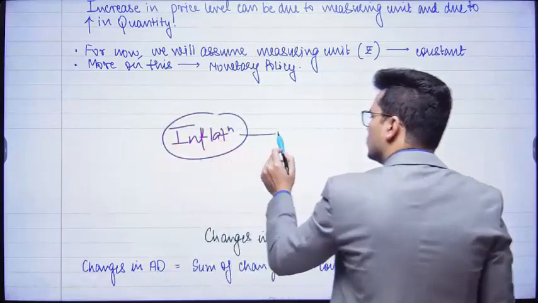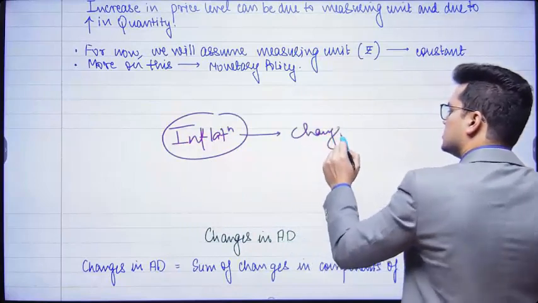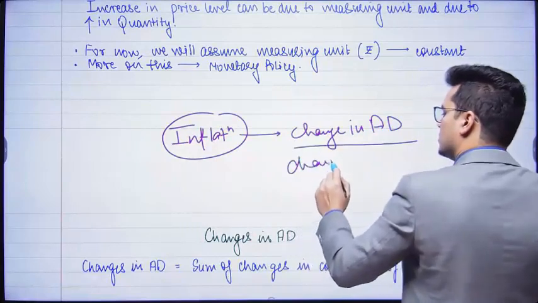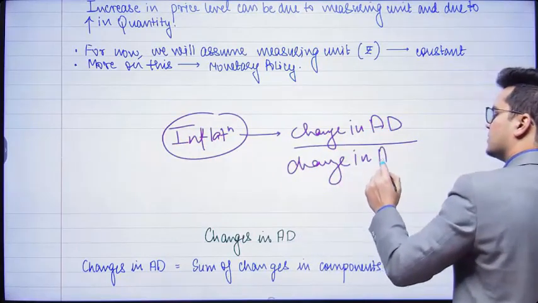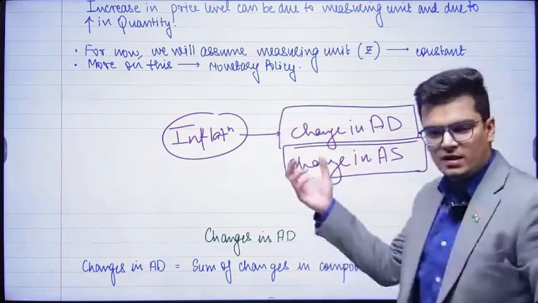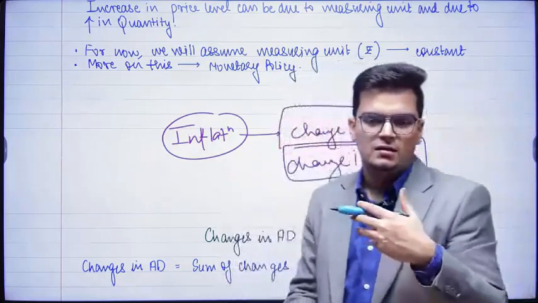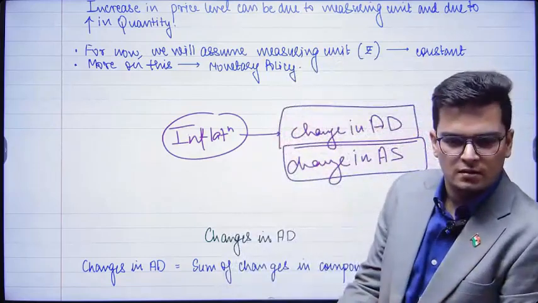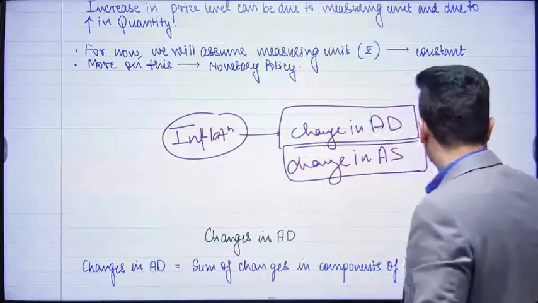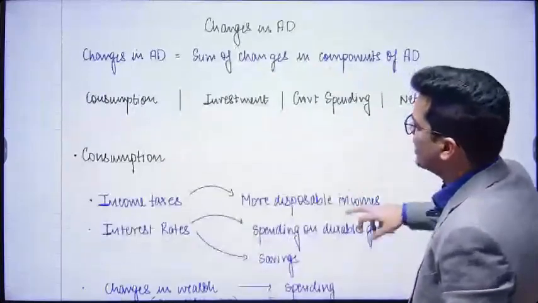Inflation occurs due to change in aggregate demand and change in aggregate supply. Either aggregate demand changes or aggregate supply changes, right? That is all it can be. Now let's talk of changes in aggregate demand.